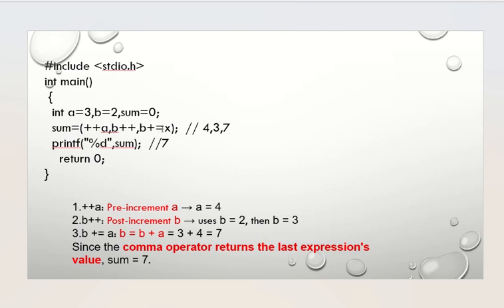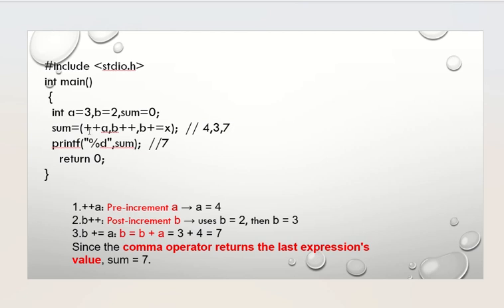So b += a. What it means? b += a means b is equal to b plus a. So the value is 3 plus 4, 7. Now we are going to print the value of sum. We are getting the value equal to 7. What is this comma operator? The comma operator returns the last expression value. What is the last expression value? 4, 3, 7. The last expression is 7. So we are getting sum as 7.